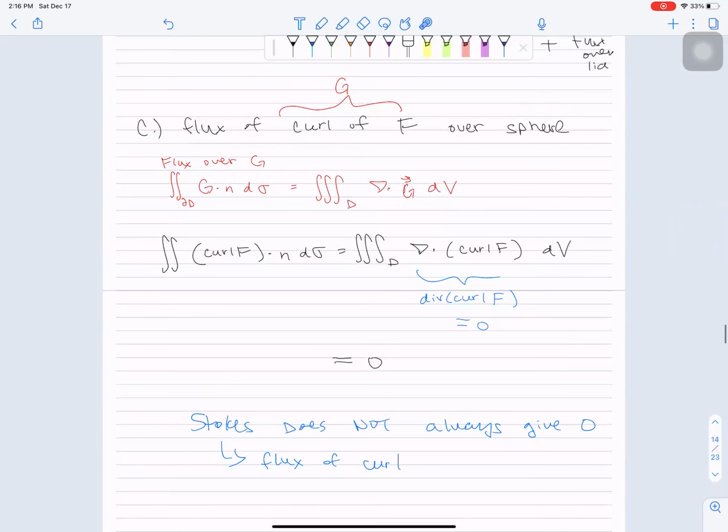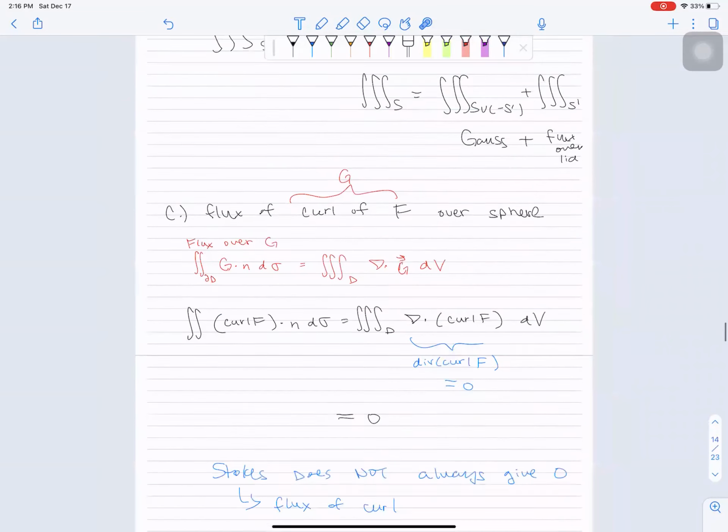But in this question, we do have flux of curl, but it's over a closed 3D object, which means the flux of the curl will be 0. The intuition behind why is Gauss's theorem, because once we have a closed thing, we can use Gauss's theorem. You need a closed shape for Green's and Gauss, but you don't need a closed shape for Stokes.